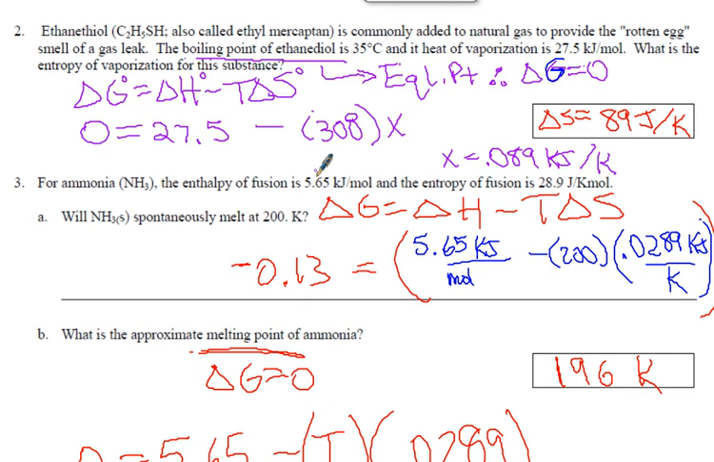Degrees are only for Celsius or angles. All right? So down in this scenario here, the temperature was 200 Kelvin. You did the calculation, should it be spontaneous? Yes. That is not the equivalence point, though. What would delta G be right at the equivalence point?